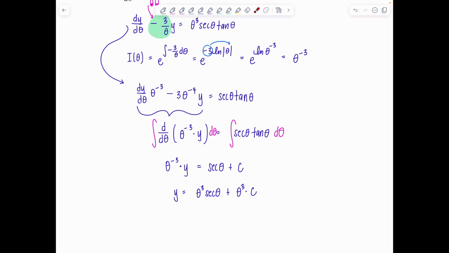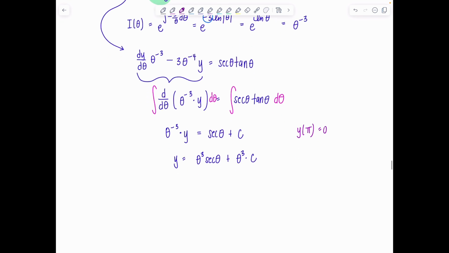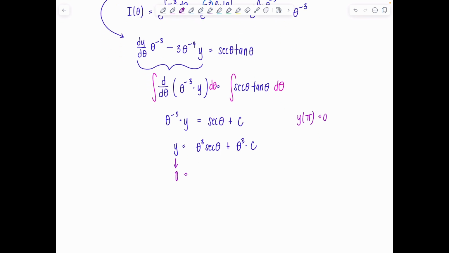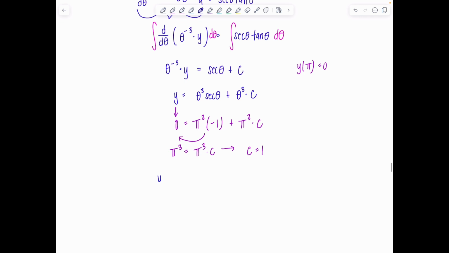So be careful. Now, the initial condition that I was given was that y of pi is 0. So let me go ahead and substitute that in. So that means 0 equals pi cubed times secant of pi, which is -1, plus pi cubed times c. If I move this guy over, then I have pi cubed equals pi cubed times c. So c is 1. And then we're going to put it all together. Since they're calling it y of pi equals 0, I should write my final answer as y of theta equals theta cubed secant theta plus theta cubed.